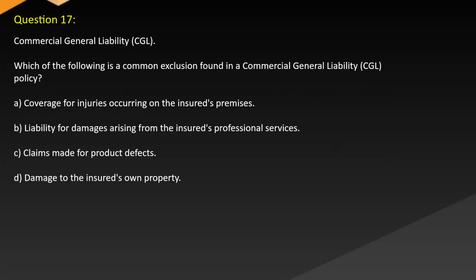Question 17. Commercial General Liability (CGL). Which of the following is a common exclusion found in a commercial general liability (CGL) policy? A. Coverage for injuries occurring on the insured's premises. B. Liability for damages arising from the insured's professional services. C. Claims made for product defects. D. Damage to the insured's own property.